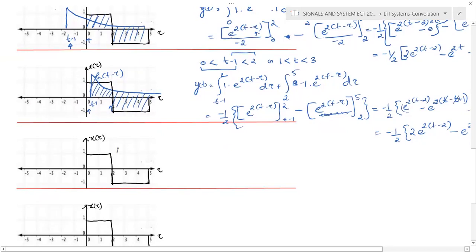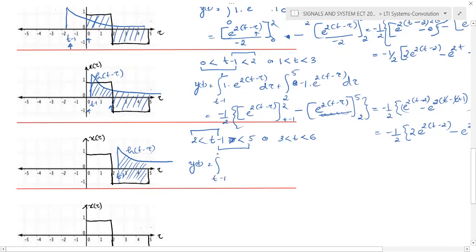Now assume that t minus 1 is greater than 2, so h of t minus tau lies here. If you observe here, there is only one integration we require. That is, t minus 1 is greater than 2 and less than 5. So between the limit 2 to 5, t minus 1 lies between this limit. If you consider the first two cases and rearrange, you will get t greater than 3, and if you consider the last two cases, t minus 1 and 5, you can see that t is less than 6. And for this particular limit, y of t you can write simply from t minus 1 to 5.